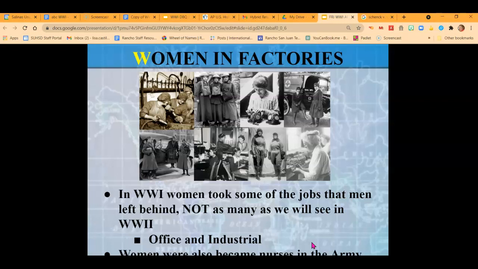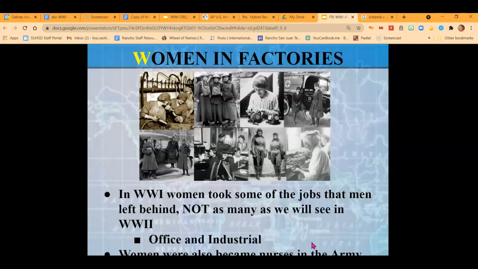In World War I, not quite as many women were pushed into the industrial workforce, but there were quite a few. Who did fill those industrial jobs were African Americans, Mexican Americans, and other immigrants that weren't fighting. So yes, women took industrial jobs, but it wasn't quite as much as you will see in World War II.